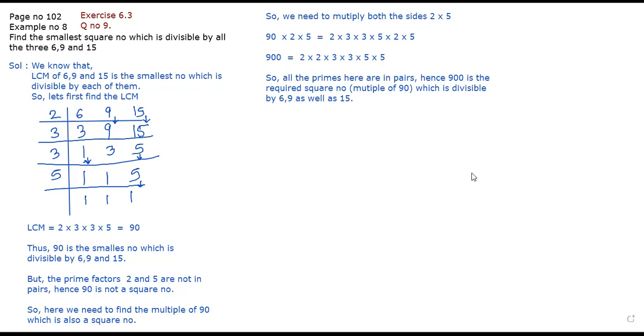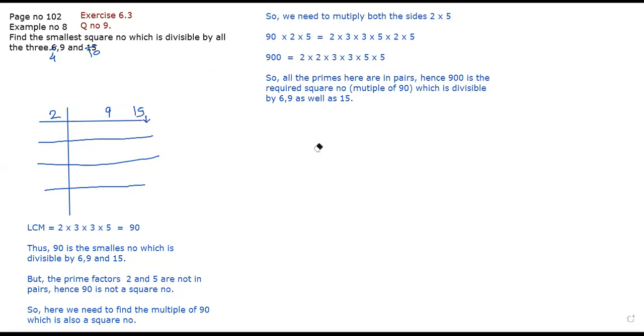So exercise 6.3, first we'll find question number 9 and 10. Exactly similar questions. This part I want to be very, very clear. Question number 9, same question: find the smallest number which is divisible by 4, 9 and 10. Chalo, start doing it. So what do we need to find? Children, what do we need to find? LCM of 4, 9 and 10. All of you very quickly find the LCM of 4, 9 and 10.